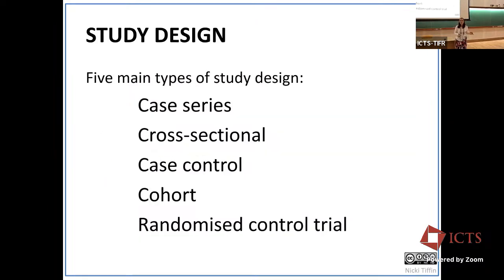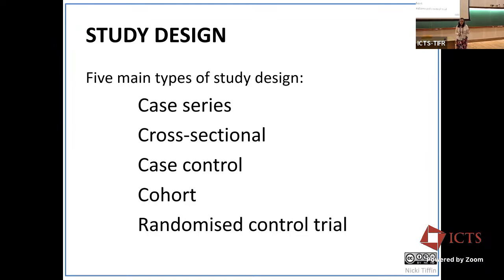So I'm just going to go through the 5 main types of study design. Sometimes people refer to this as a hierarchy from the least informative through to the most informative. But I prefer to think about them as just being different ways to answer different questions. And sometimes we're constrained by resources or time. So often you have to choose a study design that works in your context and is capable of answering the questions that you want to ask.